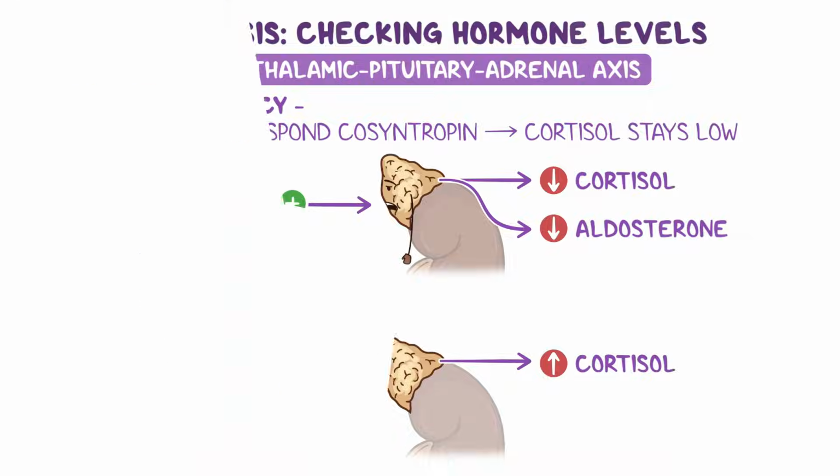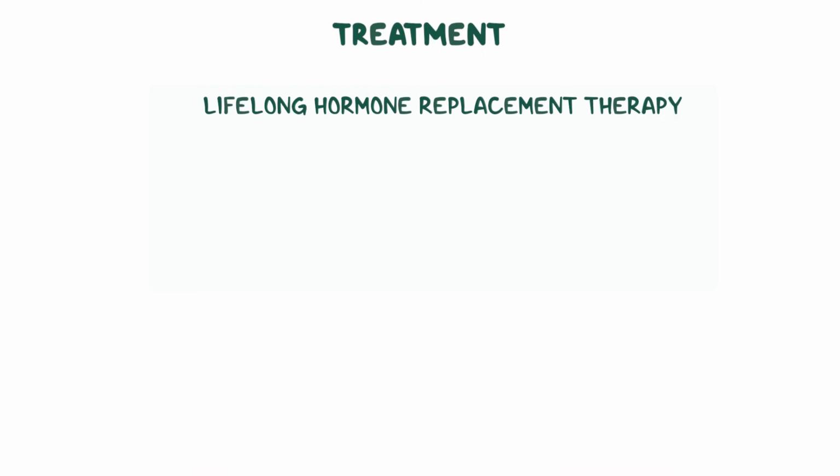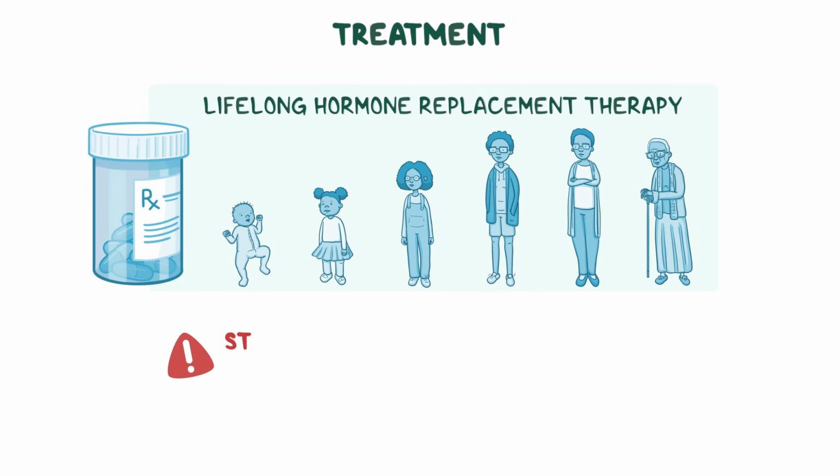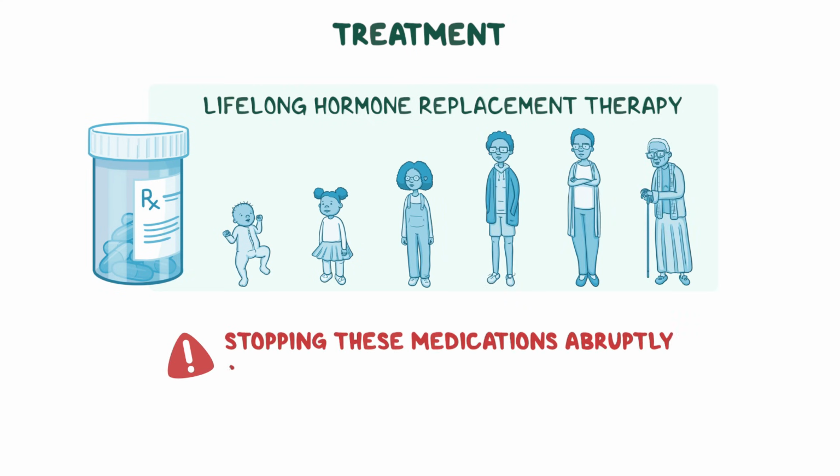People with primary adrenal insufficiency require lifelong hormone replacement therapy to make up for missing hormones. Finally, keep in mind that stopping these medications abruptly can trigger an adrenal crisis.